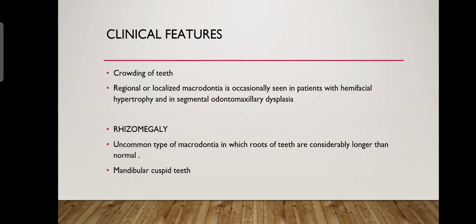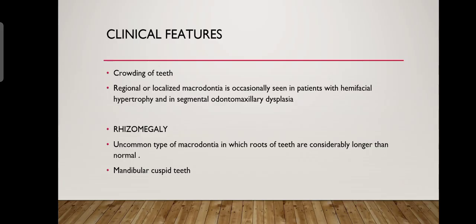and regional or localized macrodontia is occasionally seen on the affected side of the mouth in patients with hemifacial hypertrophy and in segmental odontomaxillary dysplasia. Macrodontia of an individual tooth is occasionally seen, but it is rare, and it should not be confused with the fusion of two adjacent teeth. Macrodontia is rare, fusion of two adjacent teeth is more common. So they should not be confused.